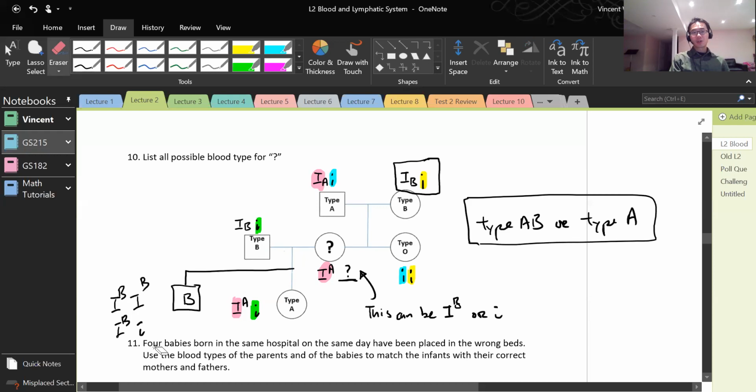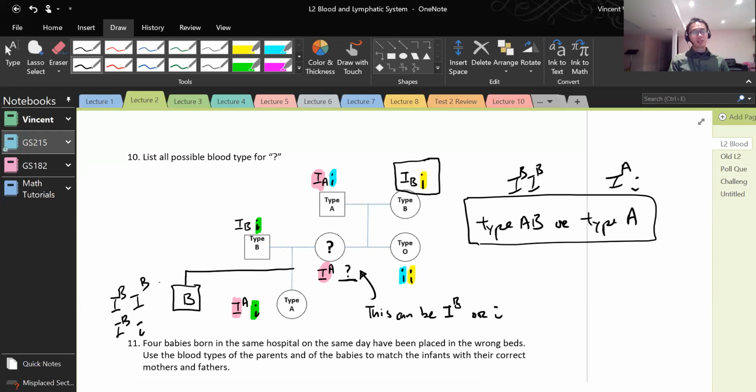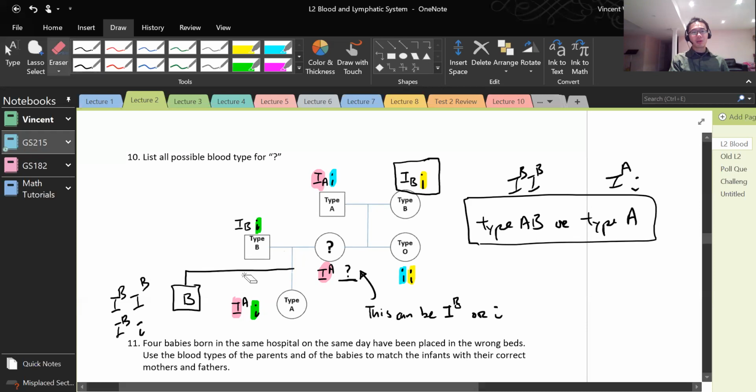But it's also possible that the son here got the IB from the father and then got the small i from the mother if the mother is type A. Remember, if the mother is type A, then it's IA small i. This is IB. So even if they have another son that's type B, we still don't know. There is still no way to tell. So my next question is, what kind of kid do they have to have in order for us to definitively rule out one over the other?